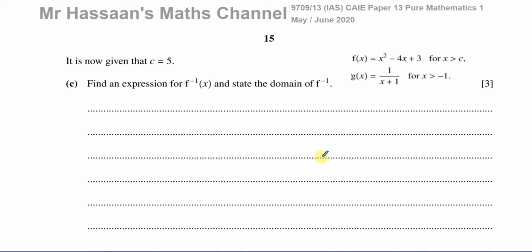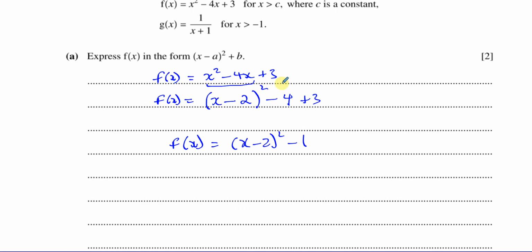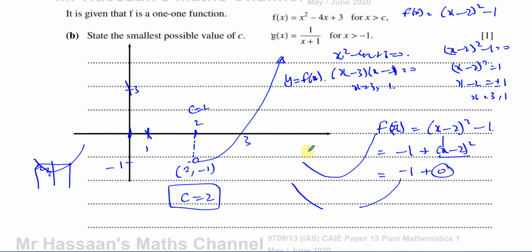It is now given that c equals 5. So now we know that x is greater than 5. Okay, so if we go back to our graph, it will now be restricted up to 5. Now when x equals 5, okay, you're going to be over here somewhere.